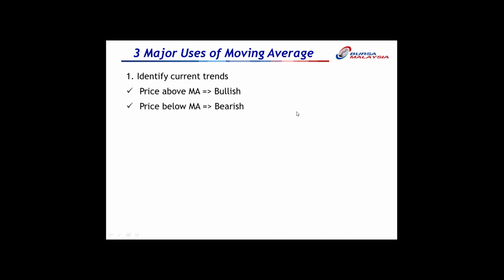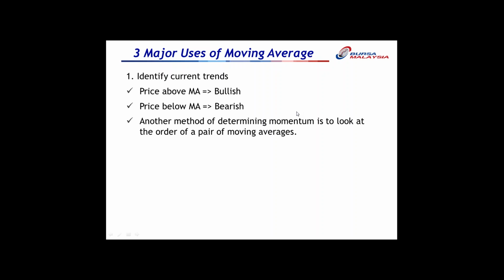Okay, now it is. So when the price is above the moving average, it shows that it is a bullish trend. It's an uptrend. When the price is below the moving average, it is a bearish signal. The same as if your GPA is below your CGPA, it just means that this semester you did very badly. If your GPA is higher than your CGPA, it just means that this semester you did well. So it's the same implications.